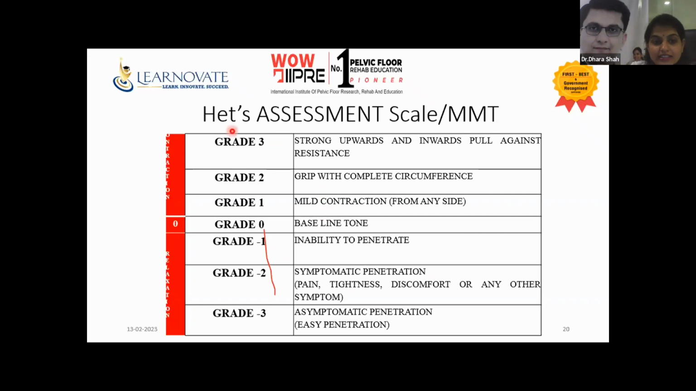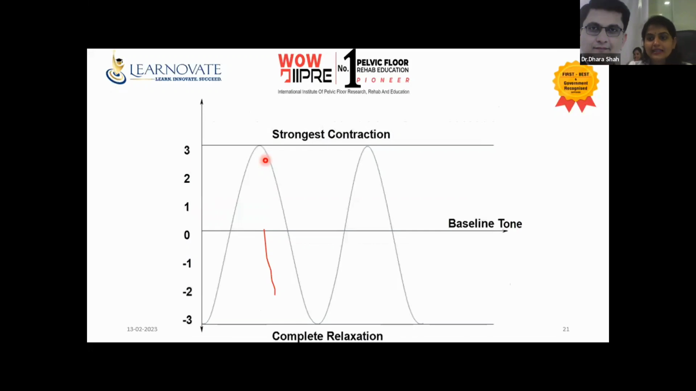So these are the grades for assessing the strength of the pelvic floor muscle, its contractility. Basically, your pelvic floor muscles should be able to go to -3, complete relaxation, and +3, the strongest contraction. So the grade should be 3 or -3, complete relaxation or the strongest contraction.